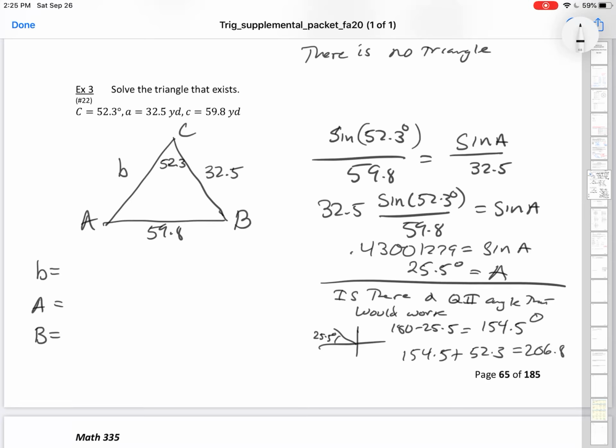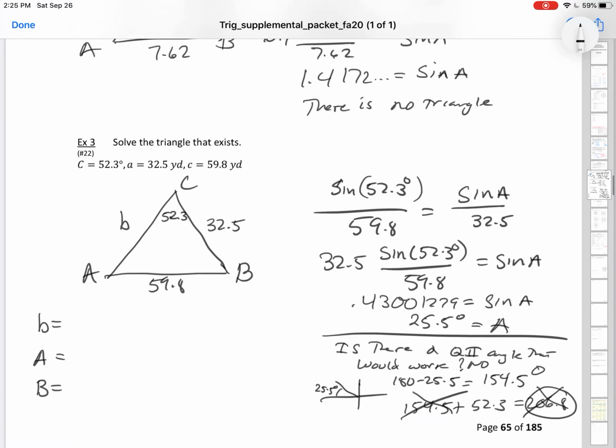Well, that's a huge problem because those are just two angles in a triangle, and the triangle has to be less than 180. That second quadrant angle pushed it up above 180. Therefore, there's no second triangle, and so no. So you can see the difference.